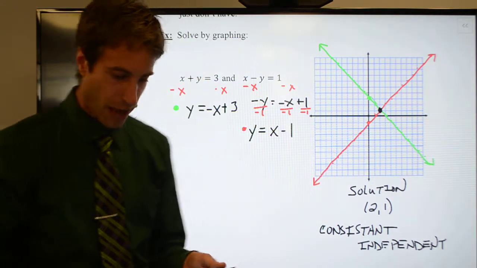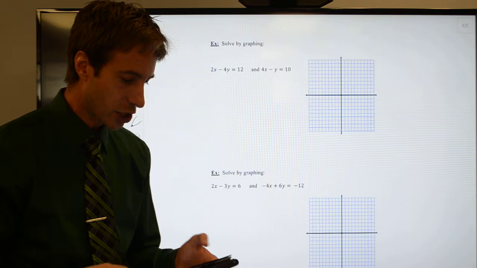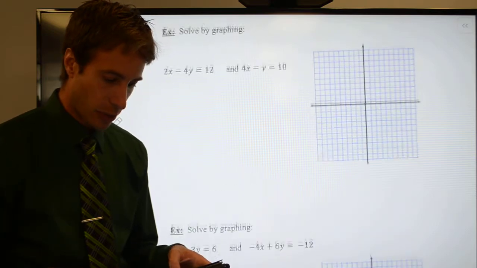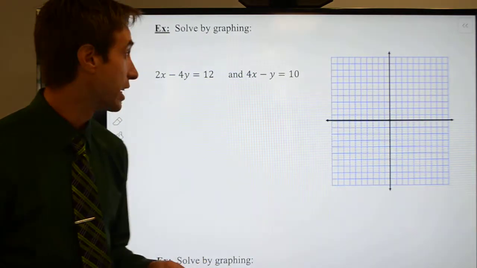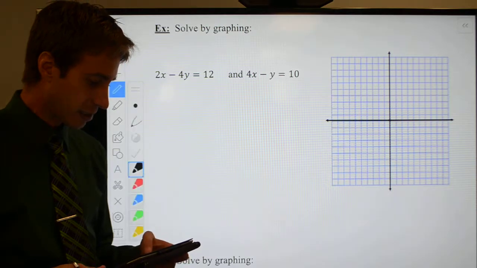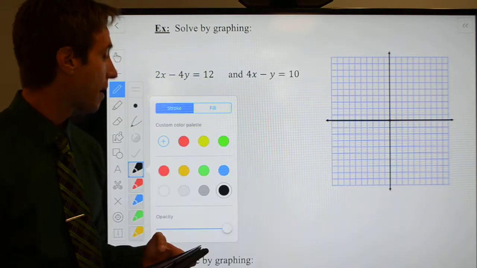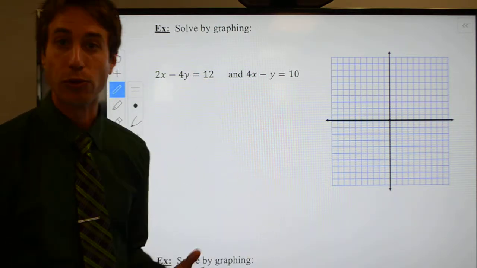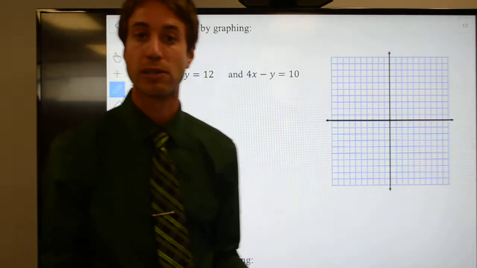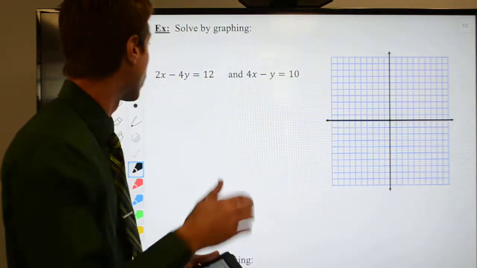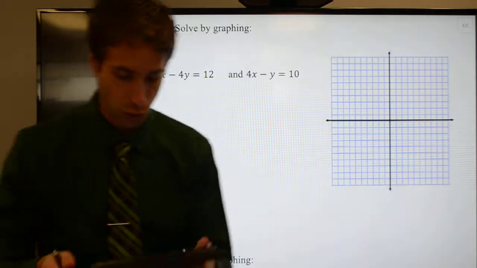Let's try another one. I got a couple more here for you on this page. So let's go ahead and take a look at these. Maybe we can run through these a little bit faster now that we know what we're doing. You have a system of equations, and in order to graph this system of equations, I need both of those equations to be in slope-intercept form. That means solving for y. So let's go ahead and do that.